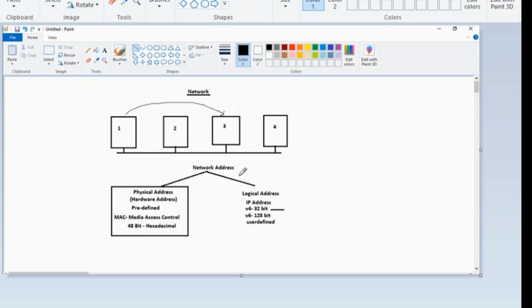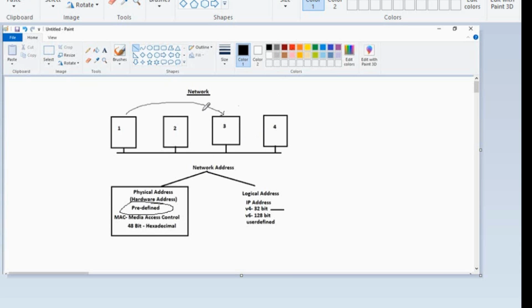There are 2 types of address in a network, as you can see over here: the physical address and the logical address. The physical address is combined with the hardware, which is all the components in the PC, such as RAM, hard drive, PCI slot, and also the LAN card. As you can see over here, it is predefined. What do we mean by predefined? Let me slide to the headline on top so you can see.